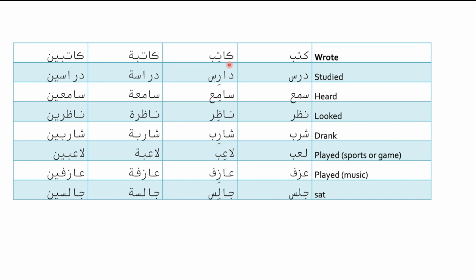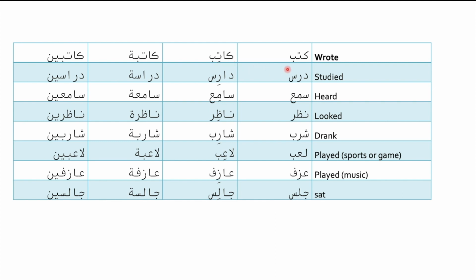I am writing the report. أنا كاتبة التقرير. I am writing the report. Sarah talking. نحن, we. نحن كاتبين. We are writing. So this form is really important, essential, useful, and easy to memorize as long as you know how to conjugate it first.